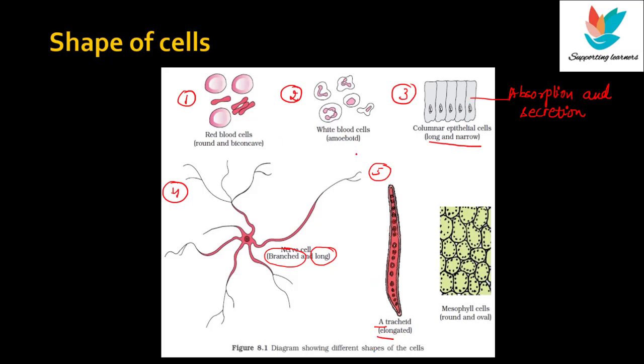And the next type of cells are the mesophyll cells. They are round and oval. Their main function is to carry out the photosynthesis. So now you understand that the shape of the cell is actually related to the function that it performs. Now let's move on to the size of the cells.